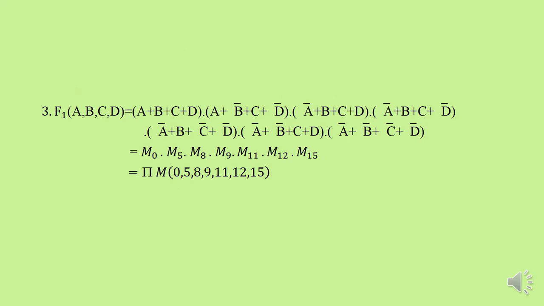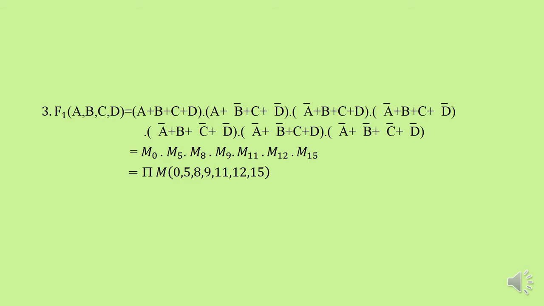Next, the third example, F1, which is a function of a, b, c, d, equal to (a plus b plus c plus d) dot (a plus b bar plus c plus d bar) dot (a bar plus b plus c plus d) dot (a bar plus b plus c plus d bar) dot (a bar plus b plus c bar plus d bar) dot (a bar plus b bar plus c plus d) dot (a bar plus b bar plus c bar plus d bar). So how is it represented?